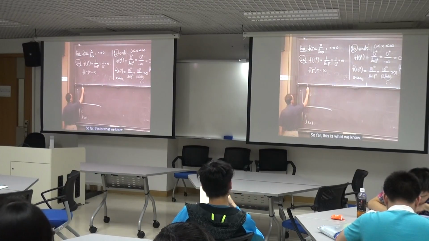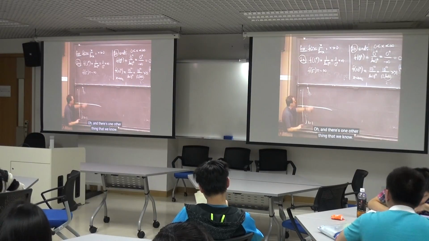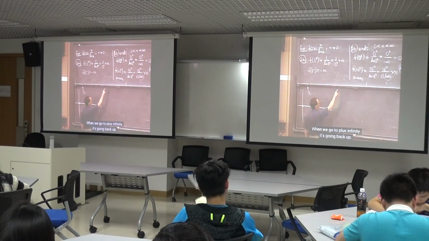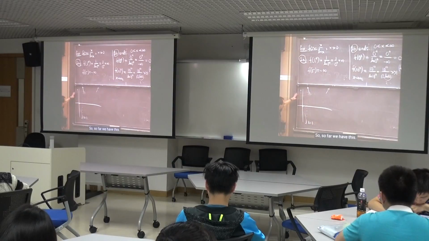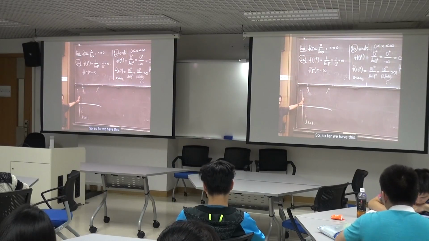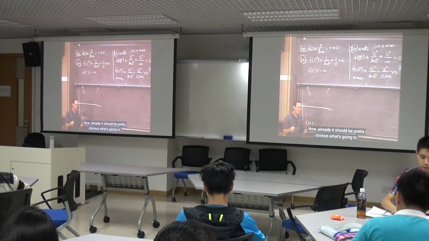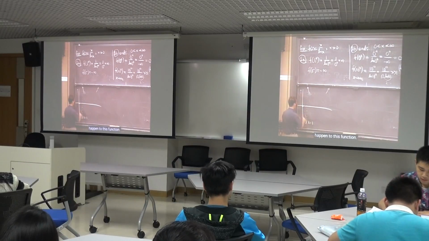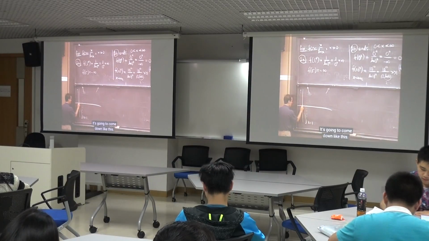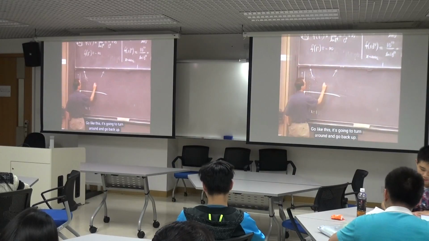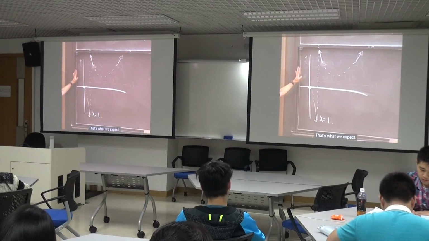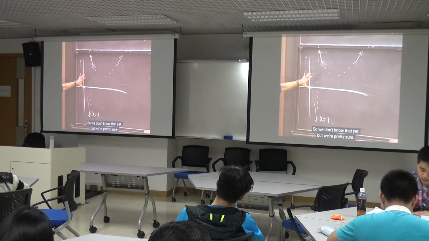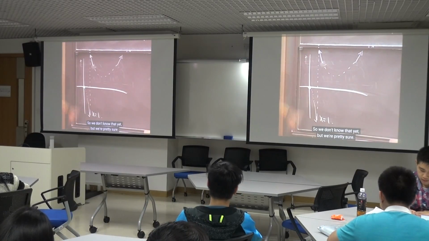Right, so far, this is what we know. Oh, and there's one other thing that we know. When we go to plus infinity, it's going back up. All right? So far we have this. Now, already, it should be pretty obvious what's going to happen to this function. So there shouldn't be many surprises. It's going to come down like this, it's going to go like this, and then it's going to turn around and go back up. All right? That's what we expect. So we don't know that yet, but we're pretty sure.